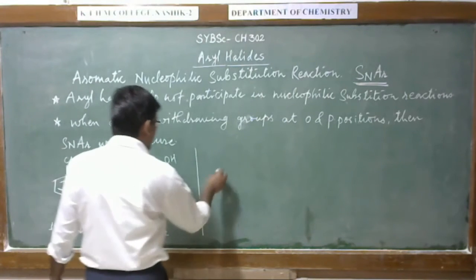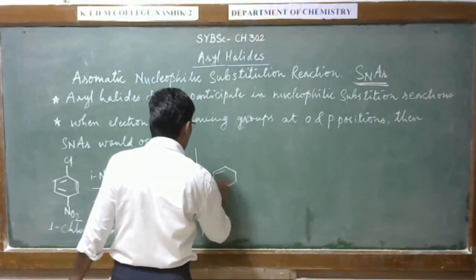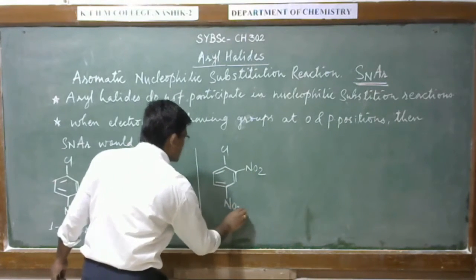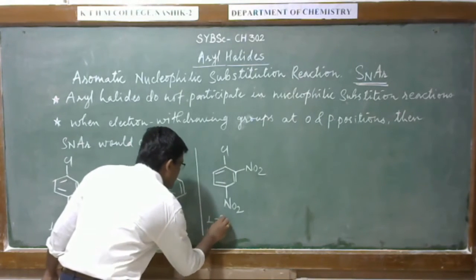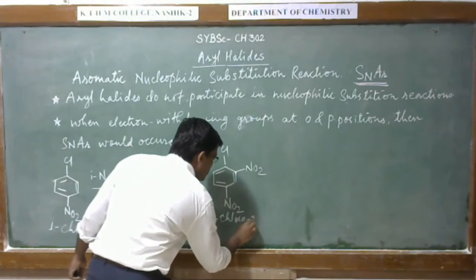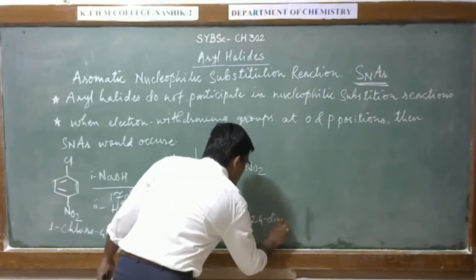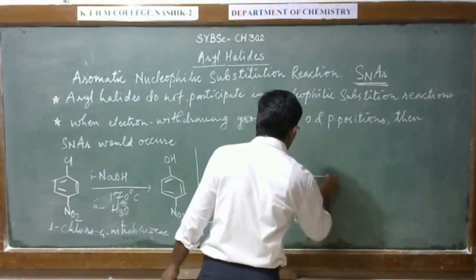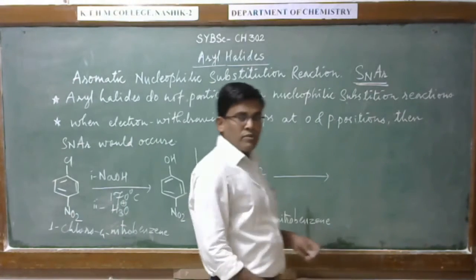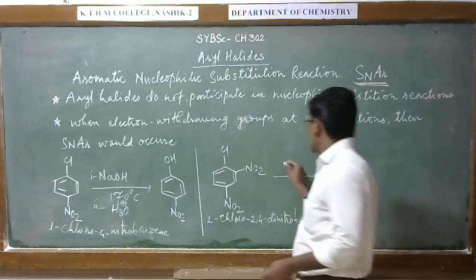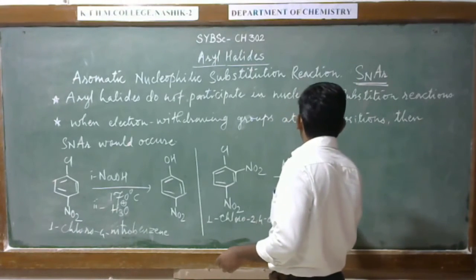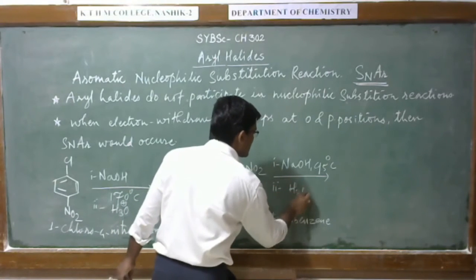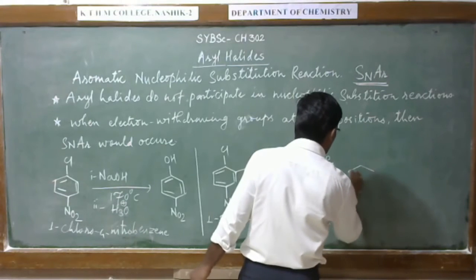In another case, when you have this 1-chloro-2,4-dinitrobenzene, and it reacts with NaOH at 95 degrees Celsius in the first step followed by hydrolysis, it gives 2,4-dinitrophenol.